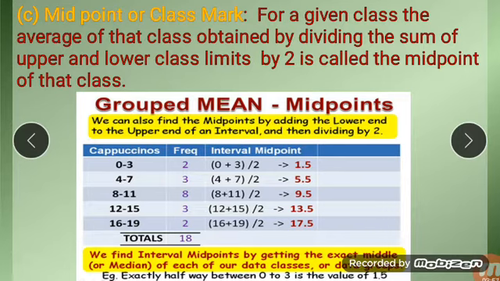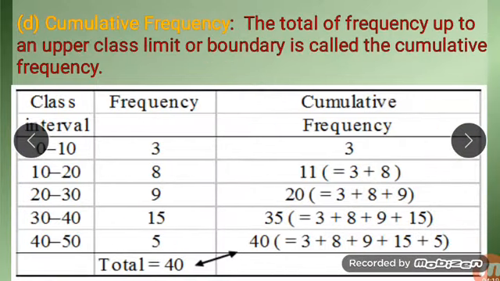Midpoints or class marks. For a given class, the average of that class, obtained by dividing the sum of upper and lower class limits by 2, is called the midpoint of that class. 0 is the lower class limit and 3 is the upper class limit. If we add 0 plus 3, then divide by 2, we get 1.5, which is the midpoint of that class. Here we have cumulative frequency. The total of frequency up to an upper class limit or boundary is called the cumulative frequency. In cumulative frequency, the frequency is added up in each successive class, like 3, then 3 plus 8 is 11, then 3 plus 8 plus 9 is 20.